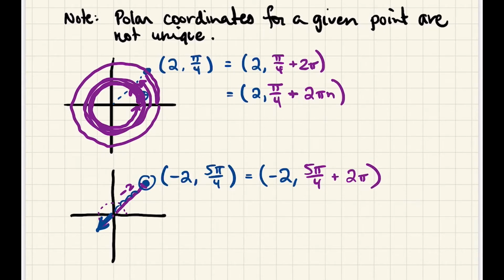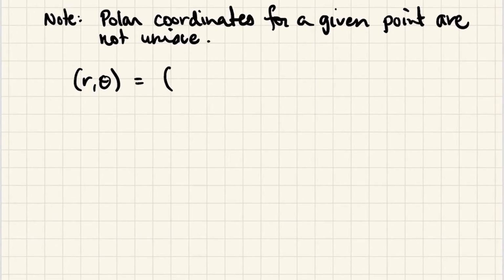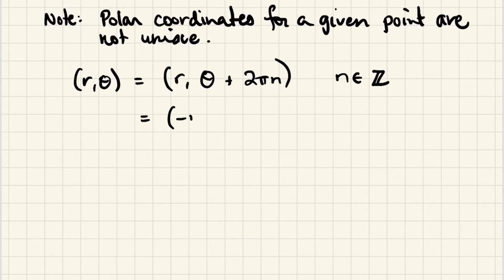Okay, so, all right, well, how do we catch all of these in a nice statement? Well, we could say that r theta, for any theta and any r, can be written as r comma theta plus 2 pi times n, right? That's stipulating that n is an integer. Or we could write it as negative r, and then theta plus an odd multiple of pi. So we could say 2n plus 1 pi. All right.